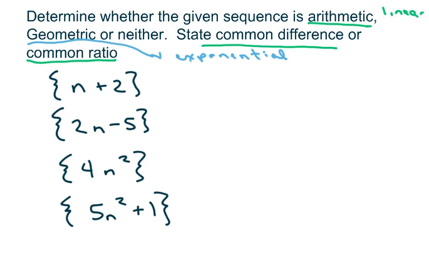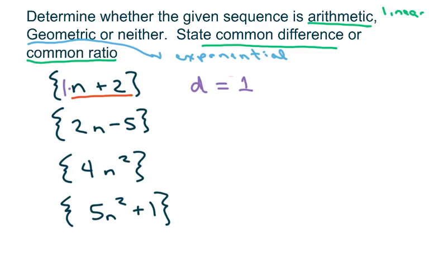So, for example, this one right here looks linear. If you wrote this as like y equals x plus 2, alright, so that's what that would be like. So this is linear, that means it's arithmetic. And your common difference is just going to be whatever the slope is of that. So the slope of that is 1.